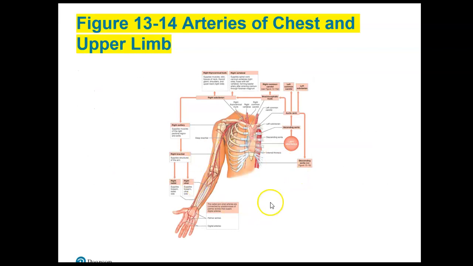So I would say here, just make sure you know the brachial artery, because that's the one that is used in taking your blood pressure. And you can see the branches of the aortic arch: the brachiocephalic trunk here, the left common carotid, and then the left subclavian arteries.